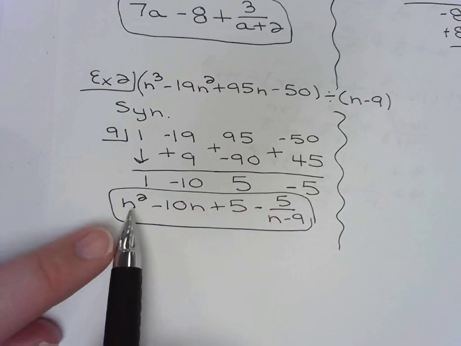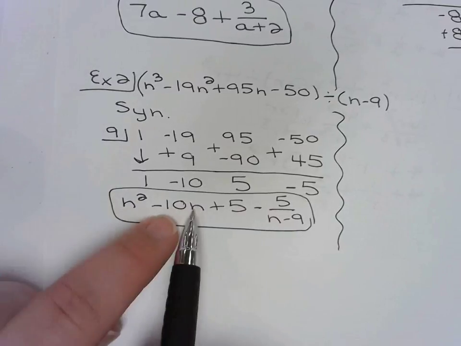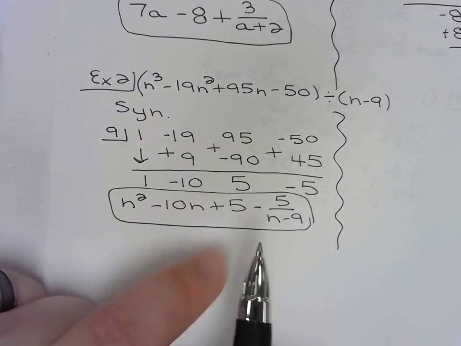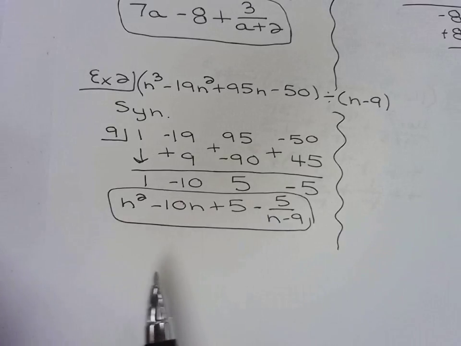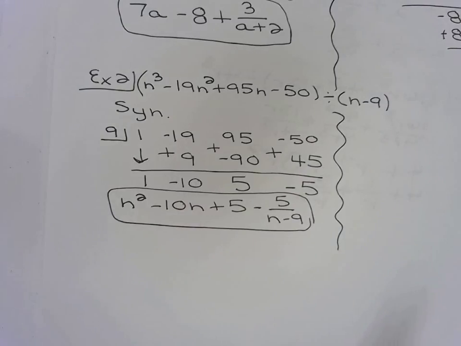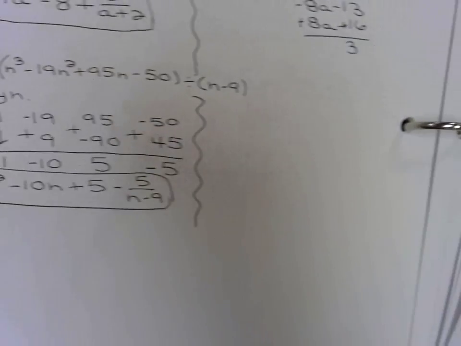Because you go in order: n squared, n to the first, and this would be n to the 0, so it's your constant. And then your last one to do will be your remainder. Any questions on synthetic? Okay, go ahead and write down long, just so it's down in your notes.